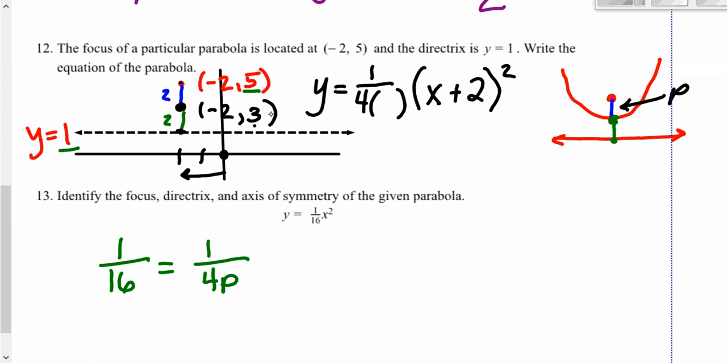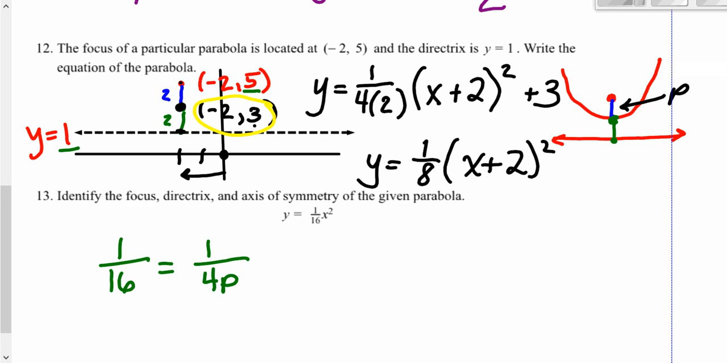This point up here, the red one was the focus. This is my vertex. So I'm going to go up 3. And then because that little green line segment is 2 units long and the little blue line segment is 2 units long, I know that my p-value is 2. So my final answer would be 1/8 times the quantity x plus 2 squared plus 3 on the outside. And my parabola would be right in here. Okay, something like that.